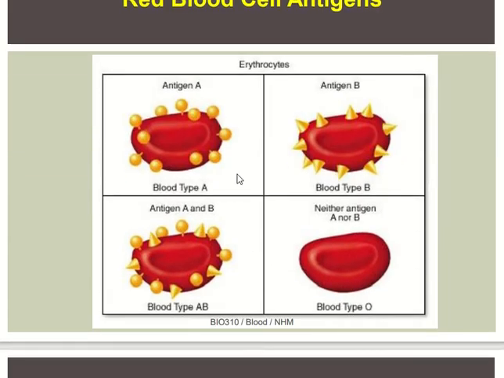This is how it looks, or rather, you can imagine it looks like this. Blood type A has a surface marker of antigen A. Blood type B has a surface marker of antigen B. Blood type AB has surface markers consisting of both antigen A and antigen B. Meanwhile, blood type O does not have any antigen on its surface.